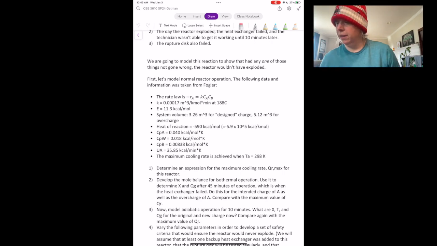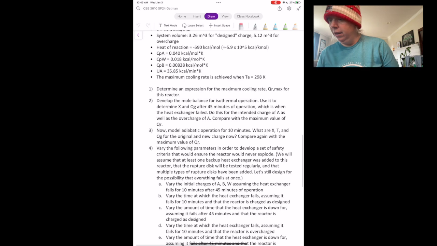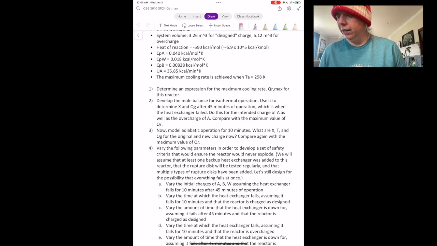So here's what we want to do. We want to determine an expression for the maximum cooling rate, QR max, for this reactor. Then we're going to develop the mole balance for isothermal operation, and we're going to use it to determine the conversion and the heat generated after 45 minutes of operation, which is when the heat exchanger failed. We're going to do this in this video for the intended charge. Later in class, we'll do this for the overcharge. And then we can compare that value with the maximum value of QR.